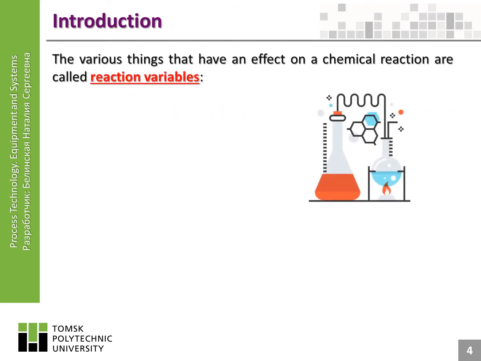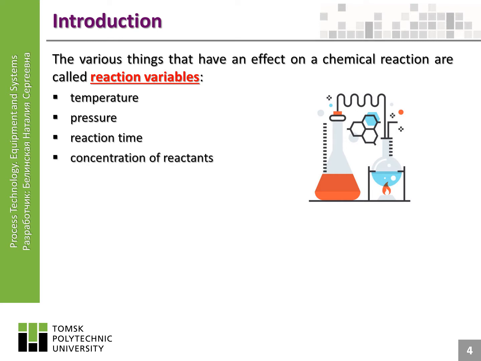The various things that have an effect on a chemical reaction are called reaction variables. Temperature, pressure, reaction time, concentration of reactants, catalyst, inhibitors.